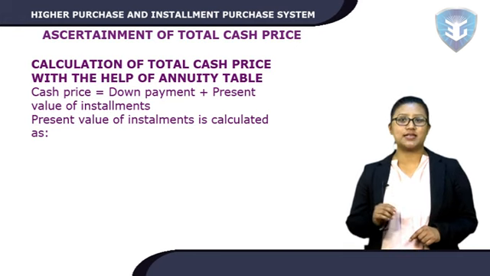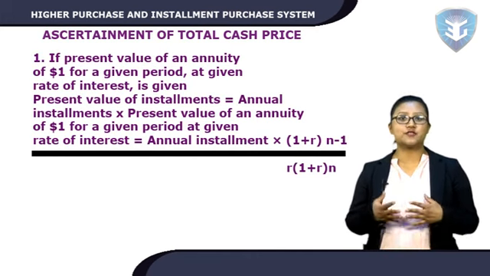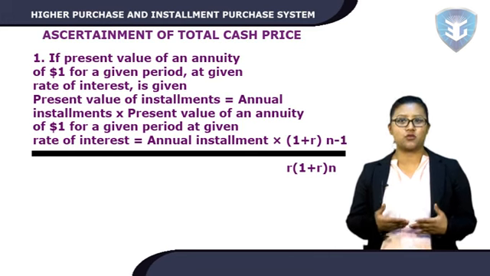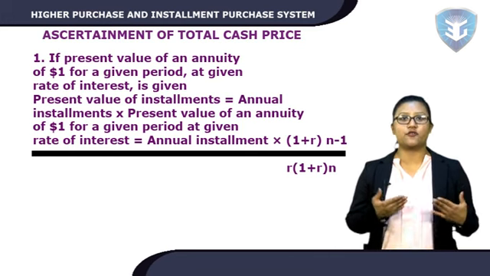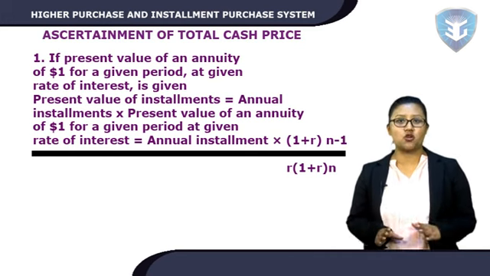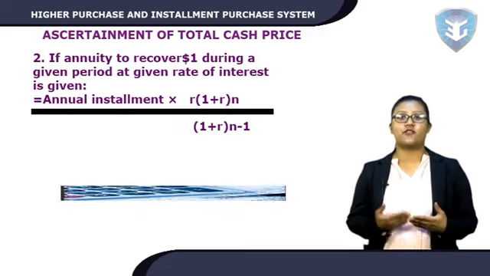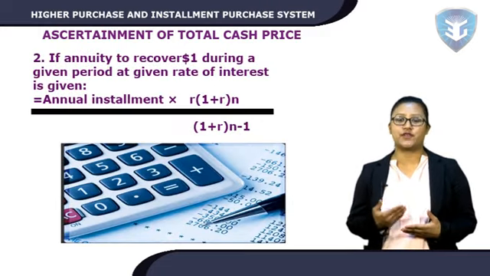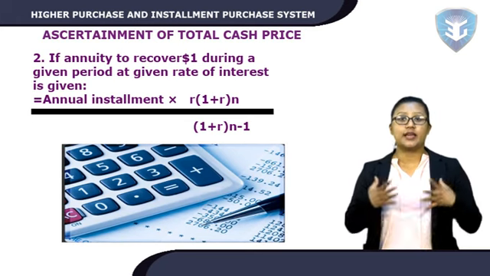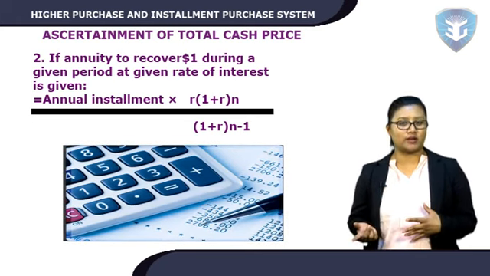Present value of installments is calculated as follows. If the present value of an annuity of $1 for a given period at a given rate of interest is given, present value of installments equals annual installment into present value of an annuity of $1 for a given period at a given rate of interest, which equals annual installment into ((1 + r)^n - 1) / (r(1 + r)^n). If the annuity to recover $1 during a given period at a given rate of interest is given, annual installment into r(1 + r)^n / ((1 + r)^n - 1).